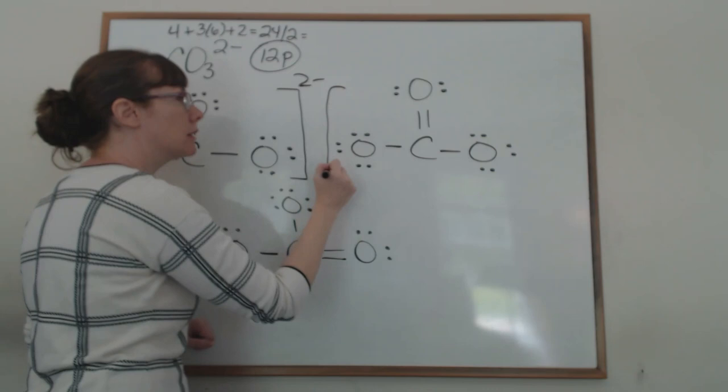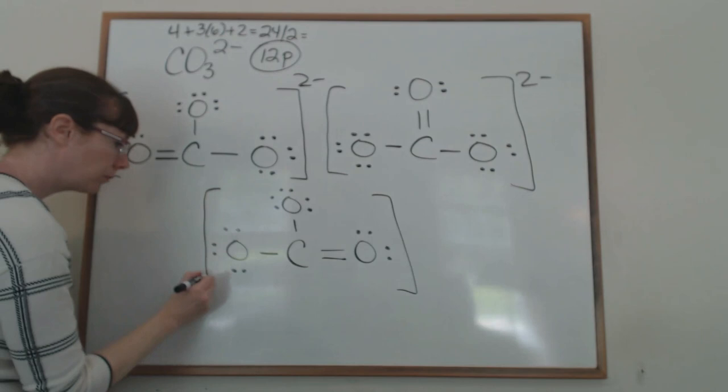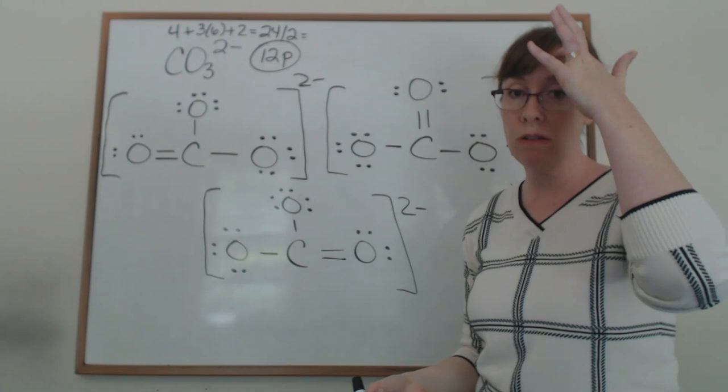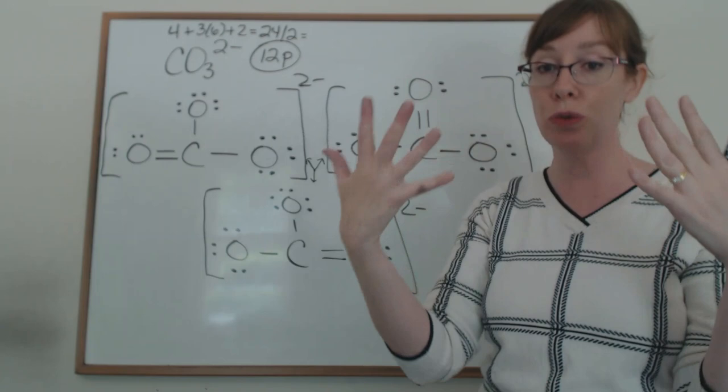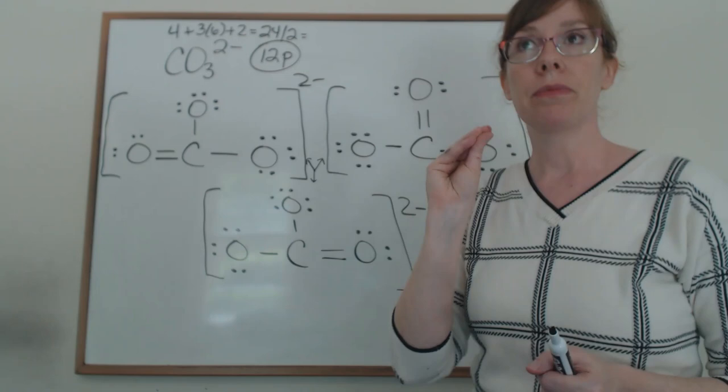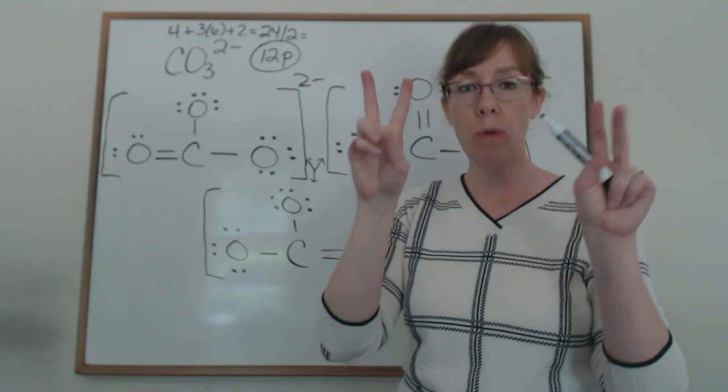If you were to look up Lewis structures for carbonate, any good website should tell you there are three of them. And you would see those little arrows that indicate that the true molecule is a mixture of all three. It's not any one of them. Now, to find out which one is best, you would look at the formal charge on all the atoms.